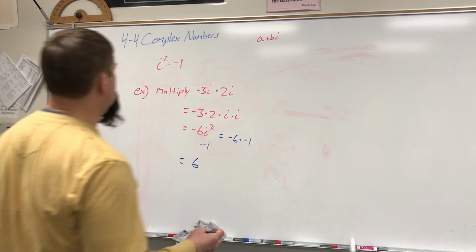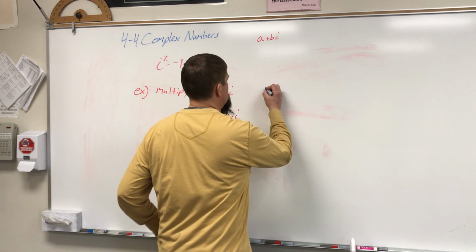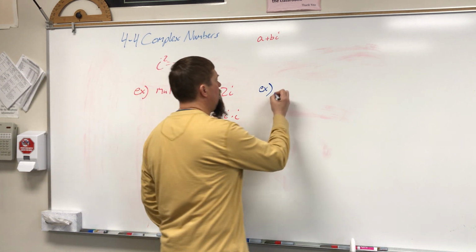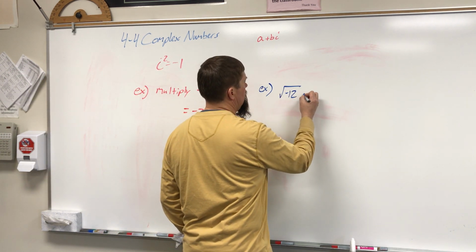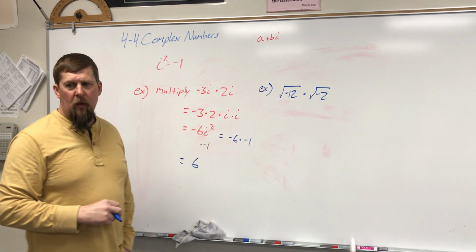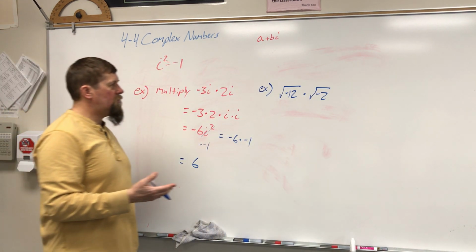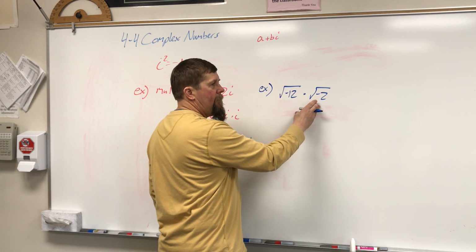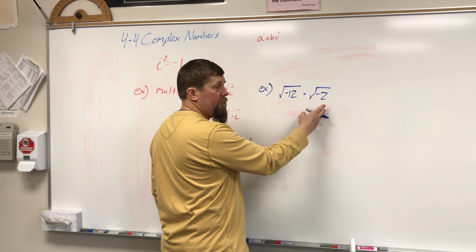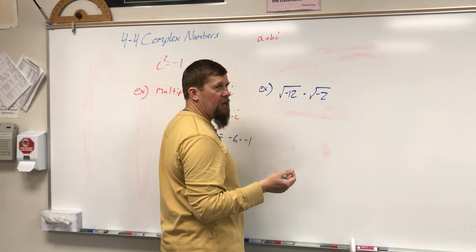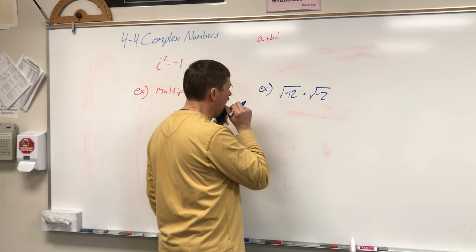All right, let's try this one. Here's another example. Let's go with the square root of negative 12 times the square root of negative 2. Now, we talked about the fact that you can multiply two numbers underneath the radical sign as long as they're both underneath the radical sign. However, in this situation, you should simplify them first and then multiply them as they are.